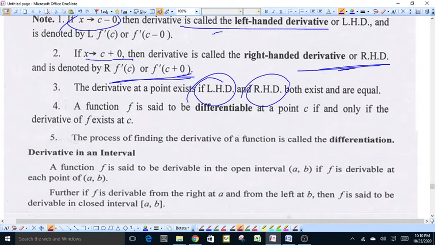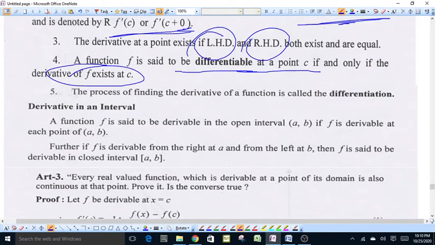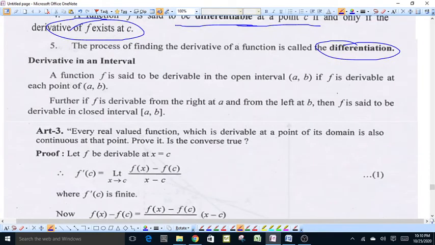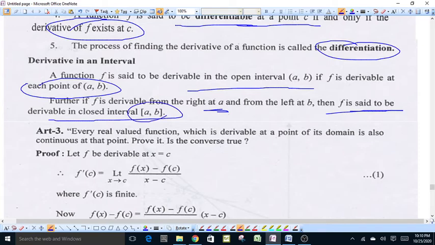A function f is said to be differentiable at a point c if and only if the derivative of f exists at point c. The process of finding the derivative of functions is called differentiation. Now, derivative in an interval: a function is said to be derivable in the open interval (a, b) if f is derivable at each point of this open interval. Further, if f is derivable from the right at point a and from the left at point b, then f is derivable in the closed interval [a, b].